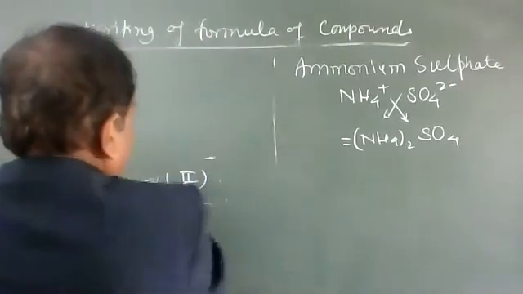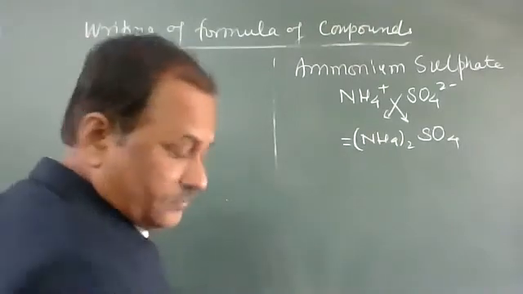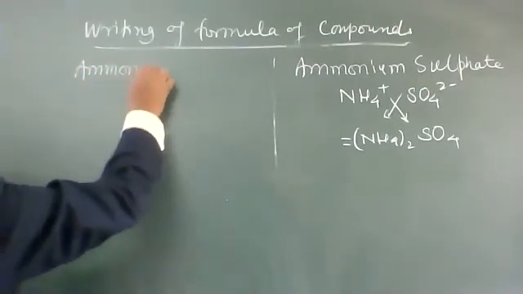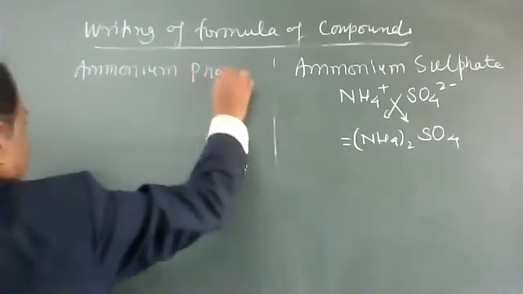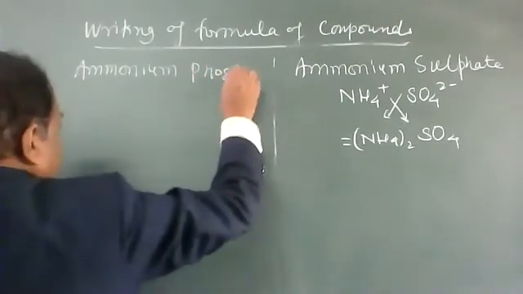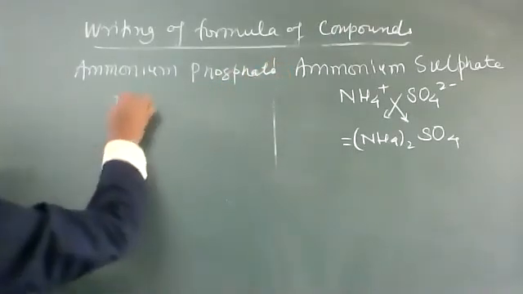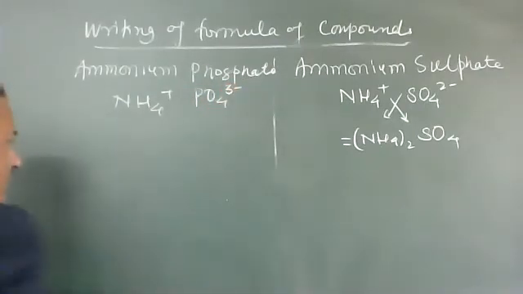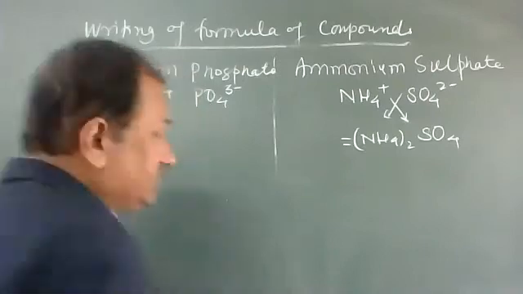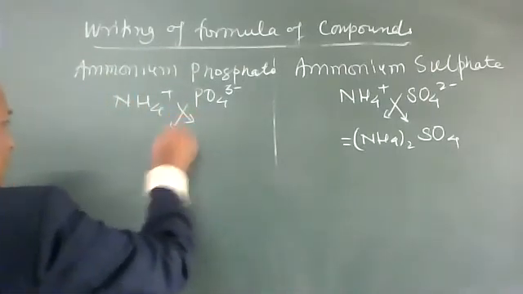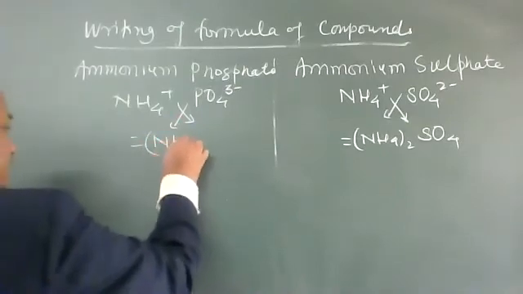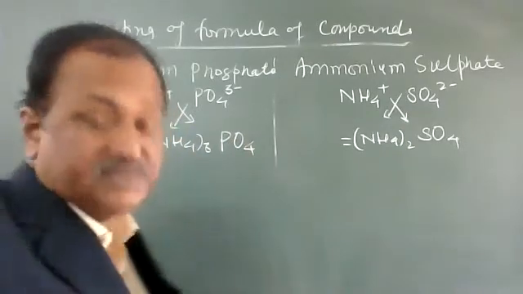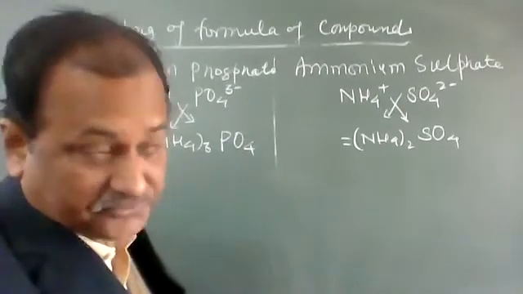Now I am coming to another example, ammonium phosphate. Ammonium NH4, phosphate PO4 3 minus. So we'll exchange the charges. It will again have a bracket here: (NH4)3PO4. So this is the ammonium phosphate.